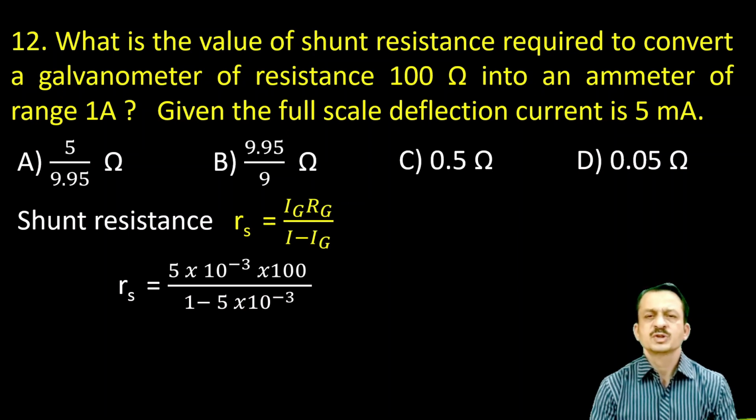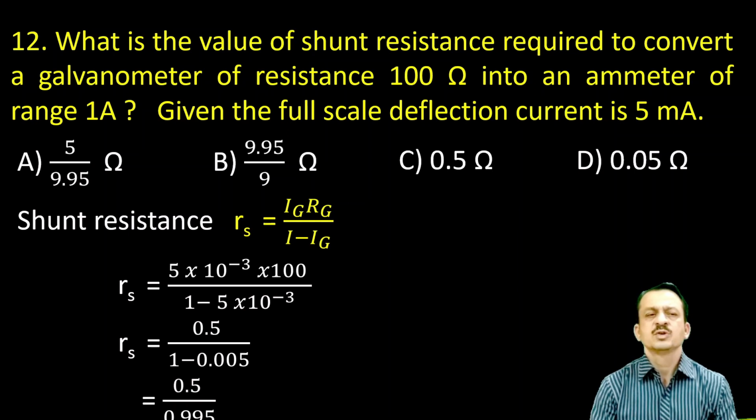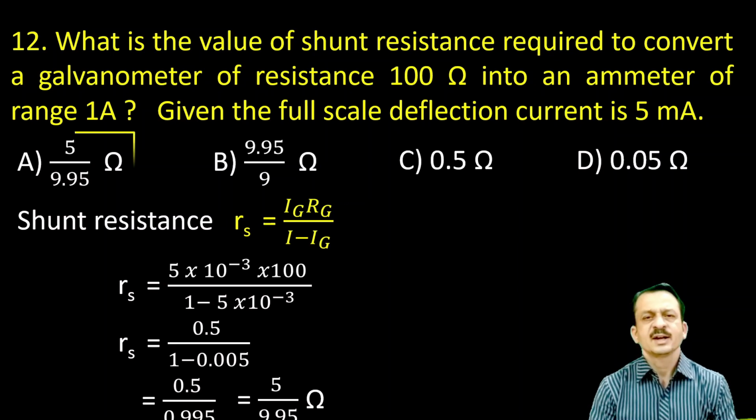Now here 5 into 10 to the minus 3 and 100. 100 can be written as 10 raised to plus 2, therefore it is 10 raised to minus 1. 5 into 10 raised to minus 1 is 0.5 in the numerator. Now the denominator, 5 into 10 raised to minus 3, can be written as 0.1 minus 0.005. If you subtract in the denominator, you get 0.5 divided by 0.995. Now, if I shift one decimal in both the numerator and denominator, I will get 5 divided by 9.95 ohms, and hence A is the right answer here. We move on to the next problem.